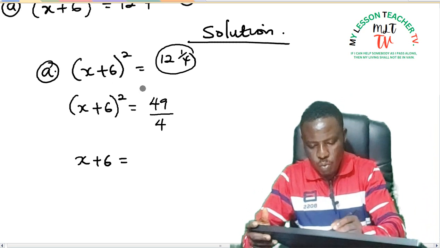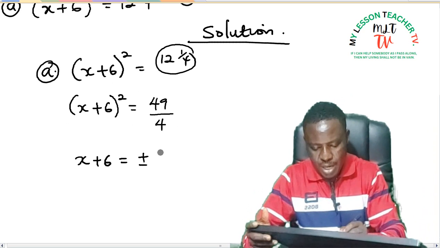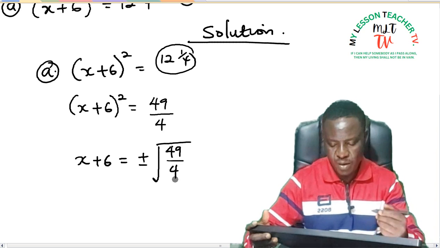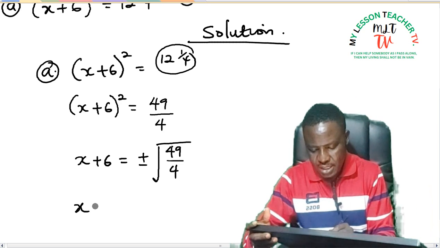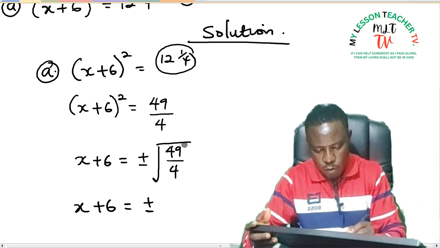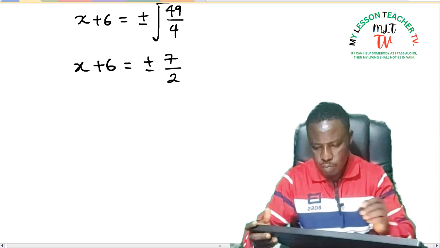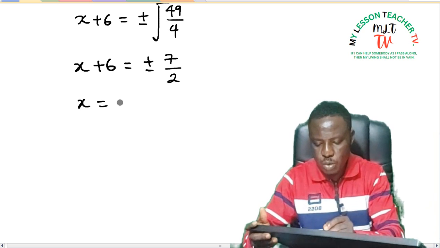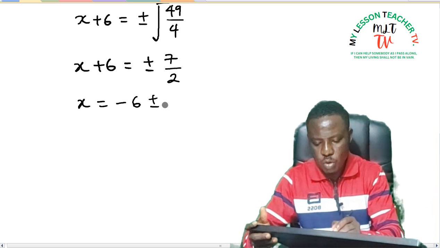is equal to, when you look for the square root of this, it gives you plus or minus square root of 49/4. And since 49/4 is a perfect square, you have it that x plus 6 is equal to plus or minus square root of 49, which is 7, divided by square root of 4, which is 2. So we have x to be equal to, when you subtract 6 from both sides, minus 6 plus or minus 7/2.